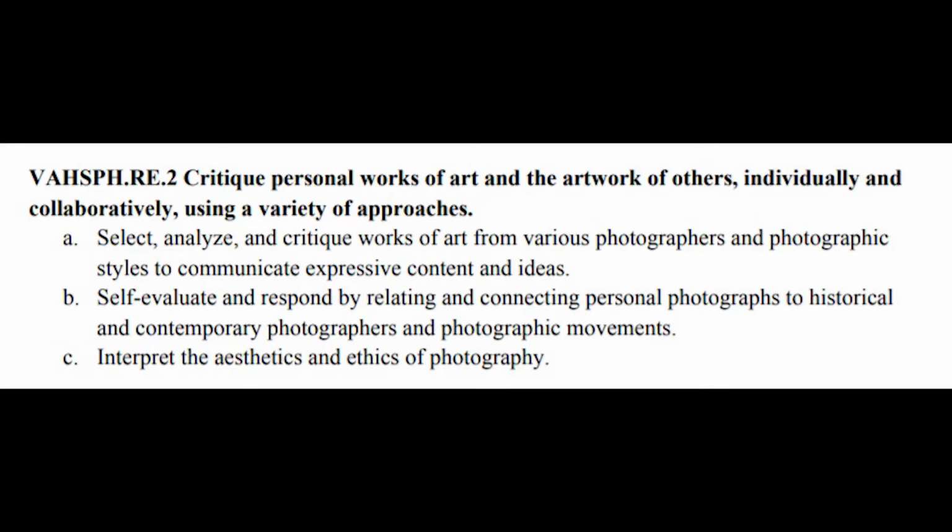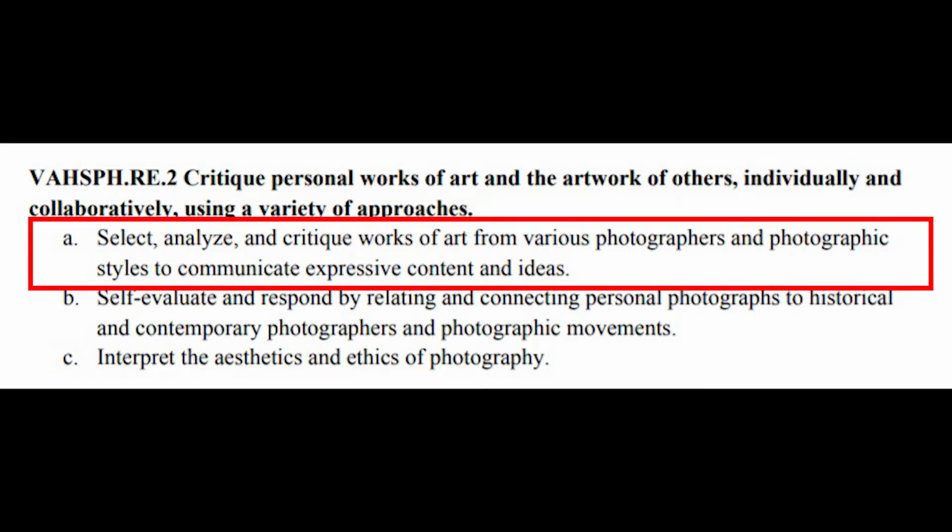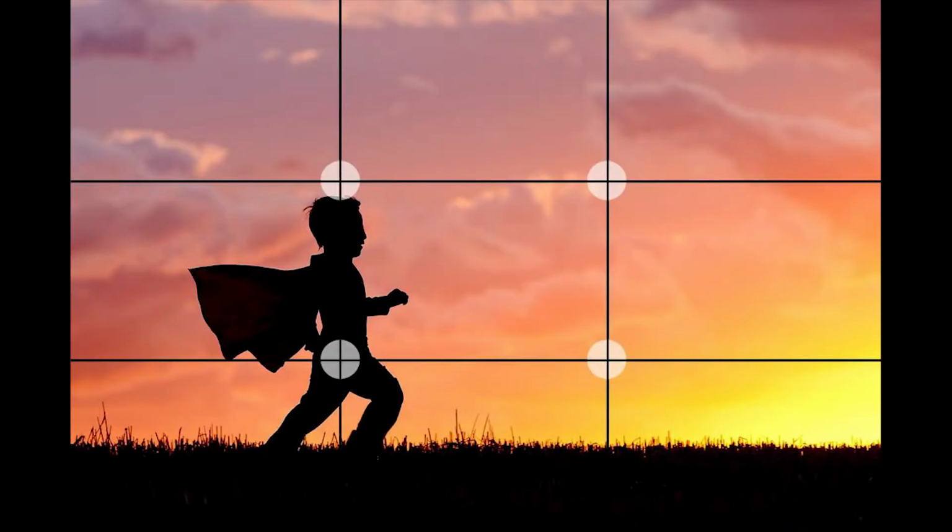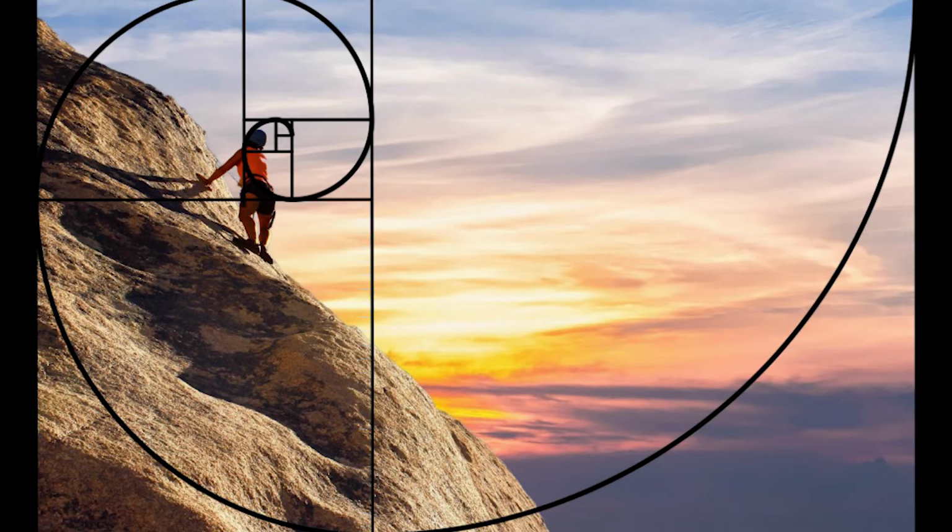Finally, under Responding, we're doing number 2, critique personal artworks and artworks of others individually and collaboratively using a variety of approaches. Specifically, A, which is to select, analyze, and critique works of art from various photographers and photographic styles to communicate expressive content and ideas. So we're looking at this to understand why we took the picture. It's basics. The 3 styles we're focusing on today are rule of thirds, angles, and golden ratio.